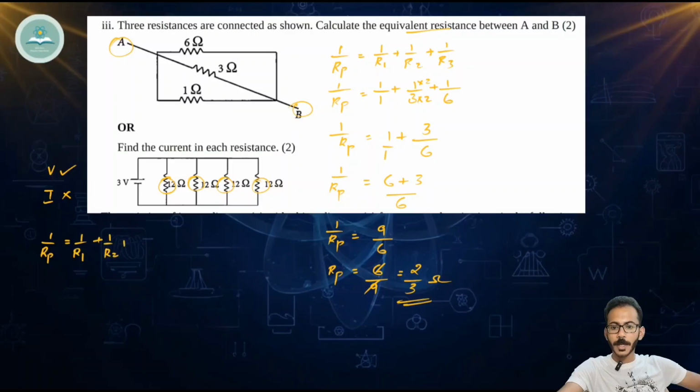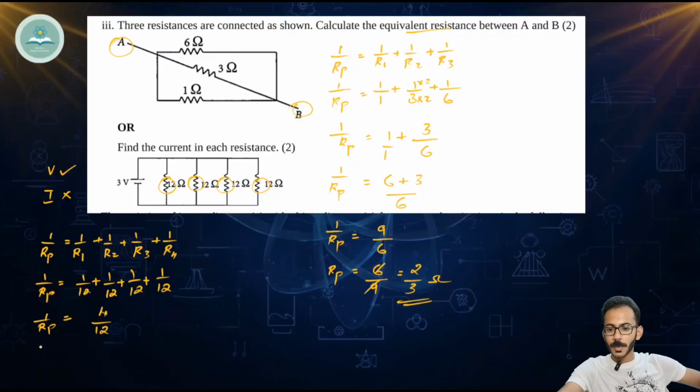So 1 by R2 plus 1 by R3 plus 1 by R4. So 1 by Rp is equal to 1 by 12 plus 1 by 12 plus 1 by 12 plus 1 by 12. So altogether 1 by Rp is equal to 1, 2, 3, 4. That is 4 by 12. When we take the reciprocal, Rp is equal to 12 by 4. That is equal to 3 ohm. So we got the total effective resistance as 3 ohm.